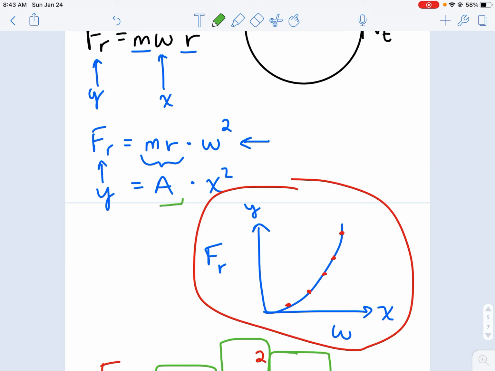I said that the slope would be equal to a, or mr, and that's impossible because the mass is constant, the radius is constant. There is no one slope. If you notice on this graph, the slope is constantly changing, right? So that was not true. You cannot look at this graph and figure out what the slope is. There's more than one slope, right?